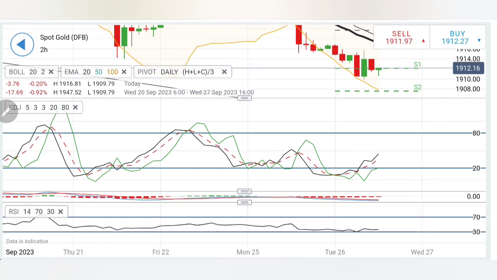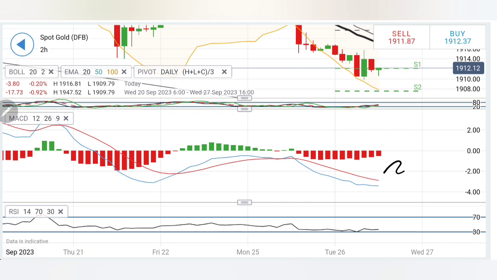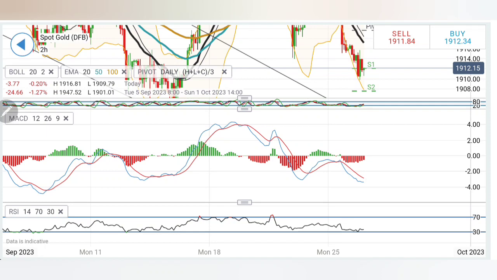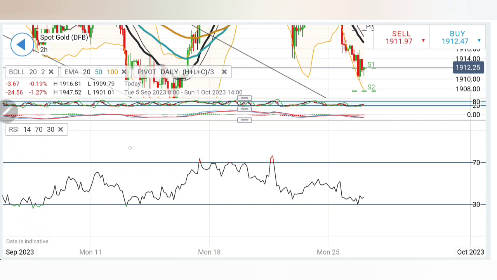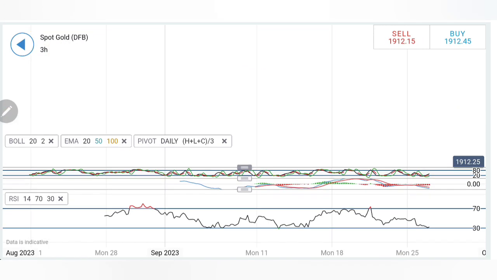Stochastic is rising here and looking upwards. The MACD is right now bearish, staying bearish. It has seen a good drop. A conversion and a crossover is what I can look forward to. If it crosses over, certainly the bullish momentum may continue from here. RSI near to bottom is staying flat.